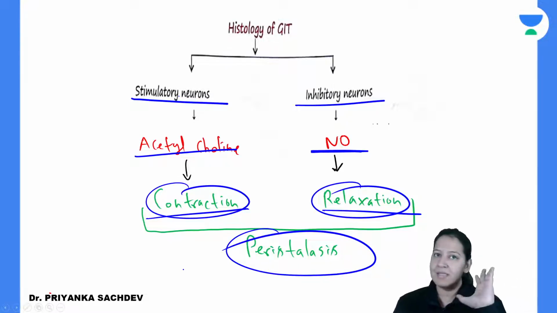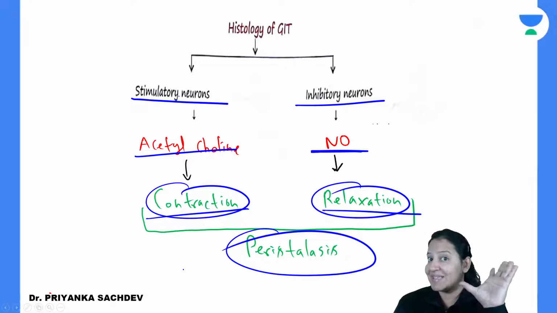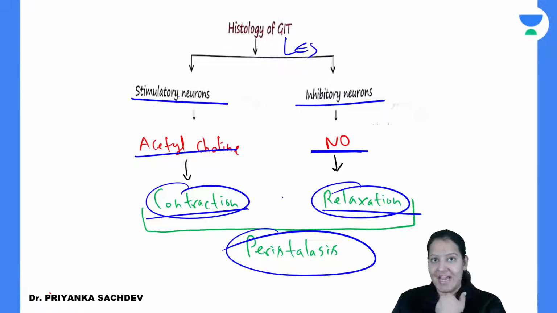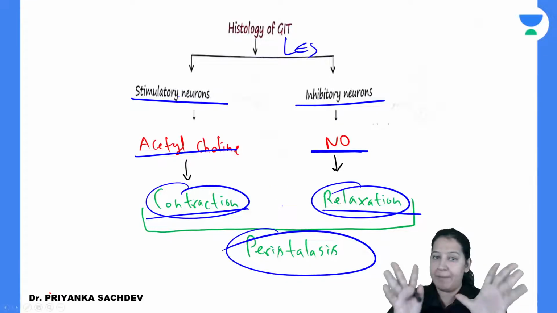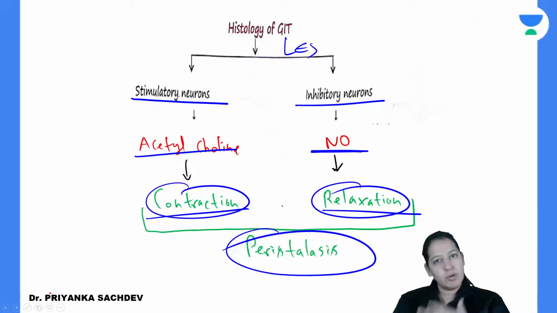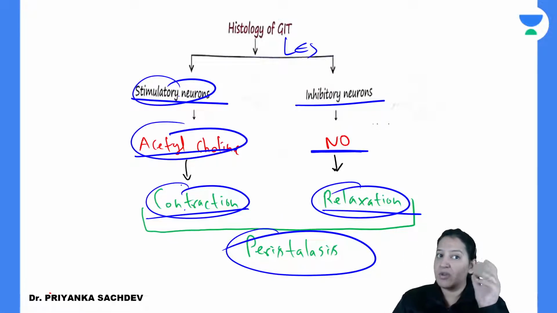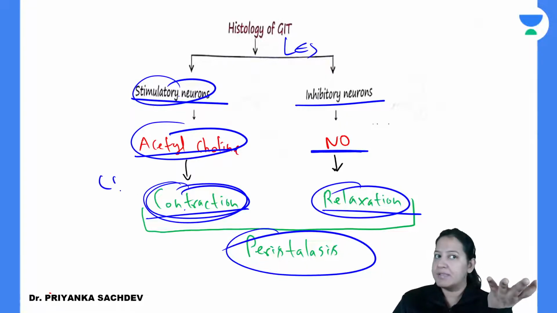So this is the normal phenomenon of how peristalsis takes place, and not only peristalsis, also the normal physiology of LES. Currently, I'm not eating anything. I'm teaching you, I'm not swallowing anything. So my LES is closed because the stimulatory neurons secrete acetylcholine, which is causing contraction of LES. So my LES is closed right now.